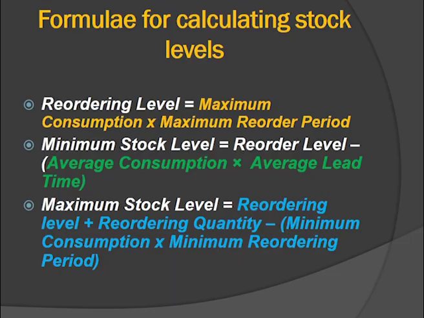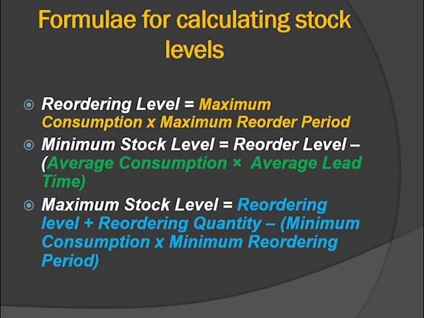Then formulas. Here we have the reordering level formula, minimum stock level formula, and maximum stock level formula. Let us have these formulas. The reordering level formula is maximum consumption of raw material into maximum reorder period. Reorder period is also known as lead time. Lead time means the time between when we place an order and receiving the order.